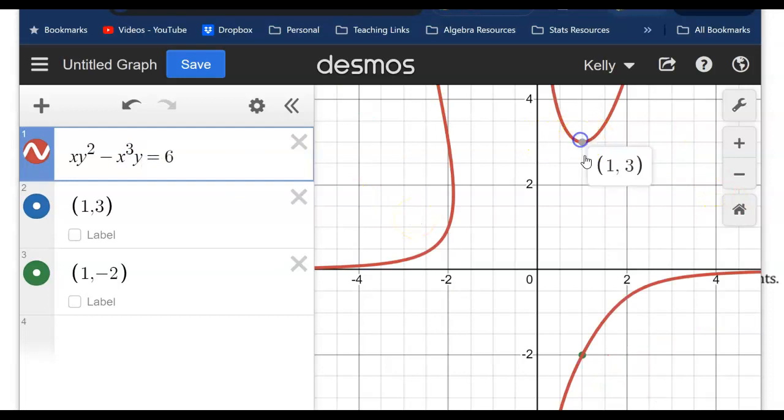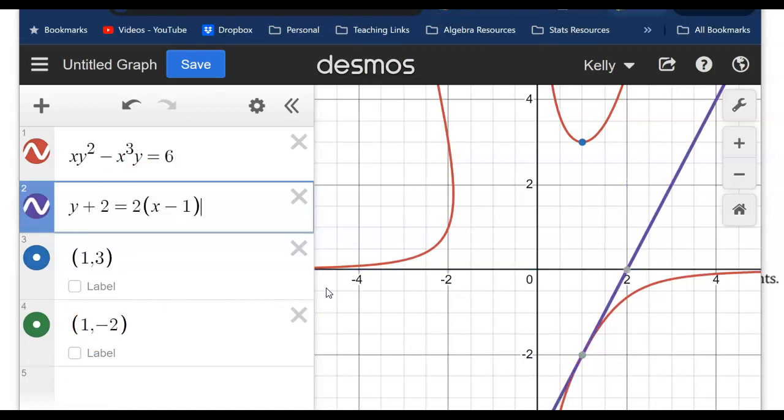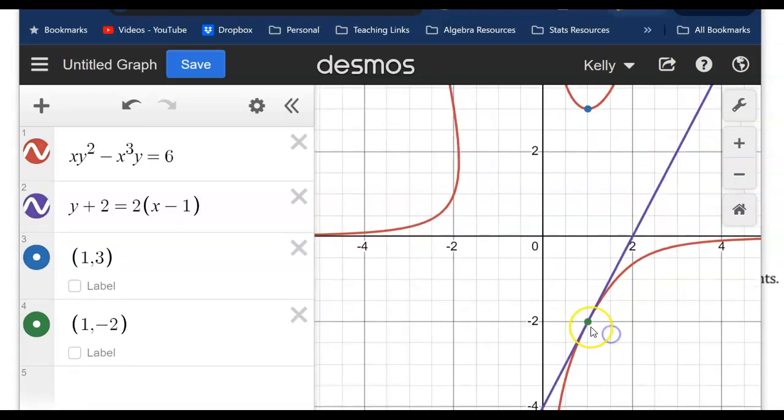Whew, there they are. There are my points on my graph. Whew, I didn't even see it. Okay, so now if we wanted to double check, here's how I would do that. I'm going to go ahead and type in the actual lines that we found, right? We found at 1, -2, this baby here had the slope of 2, right? So this was y plus 2 is equal to 2x minus 1. And we look, and that looks pretty legit.